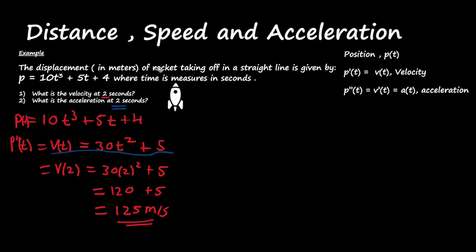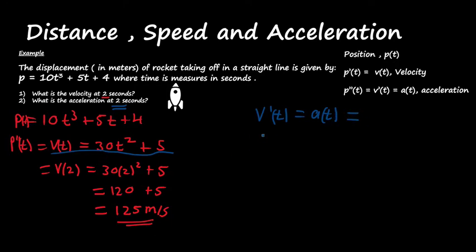So what about now? Now that we have the velocity, how do we work out the acceleration after 2 seconds? Well, we already have a formula for velocity here. v equals 30t squared plus 5. And we know that v dash t is equal to a of t. So we can just work this out.